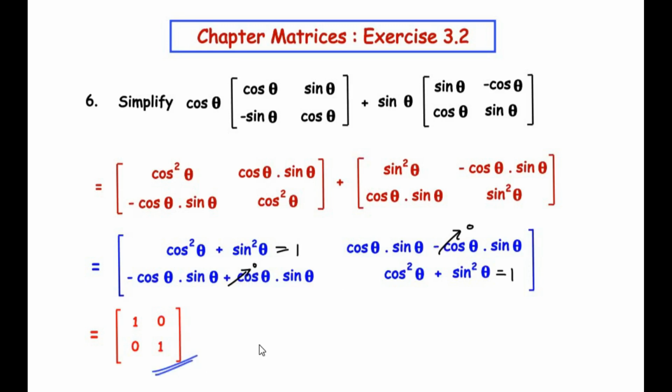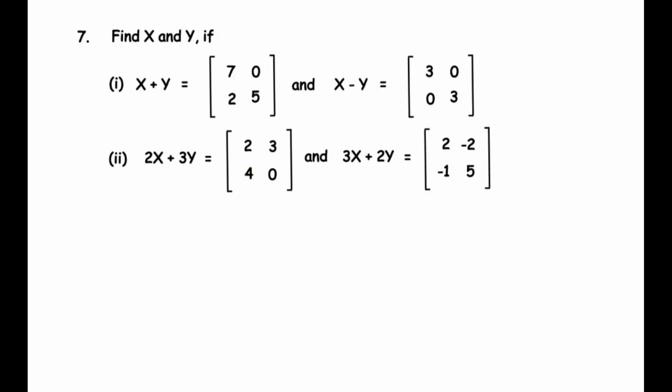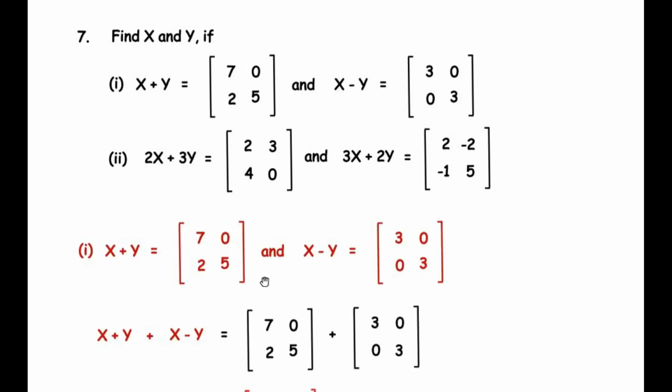Now let us move on to the seventh question. Find x and y if. So in the seventh question we have two sub questions, and here we can see that each question forms an equation, that is x plus y is equal to a 2 by 2 matrix and x minus y is equal to a 2 by 2 matrix. Similarly it repeats for the second question as well. So let us start with the first one now. So the first question is repeated over here.